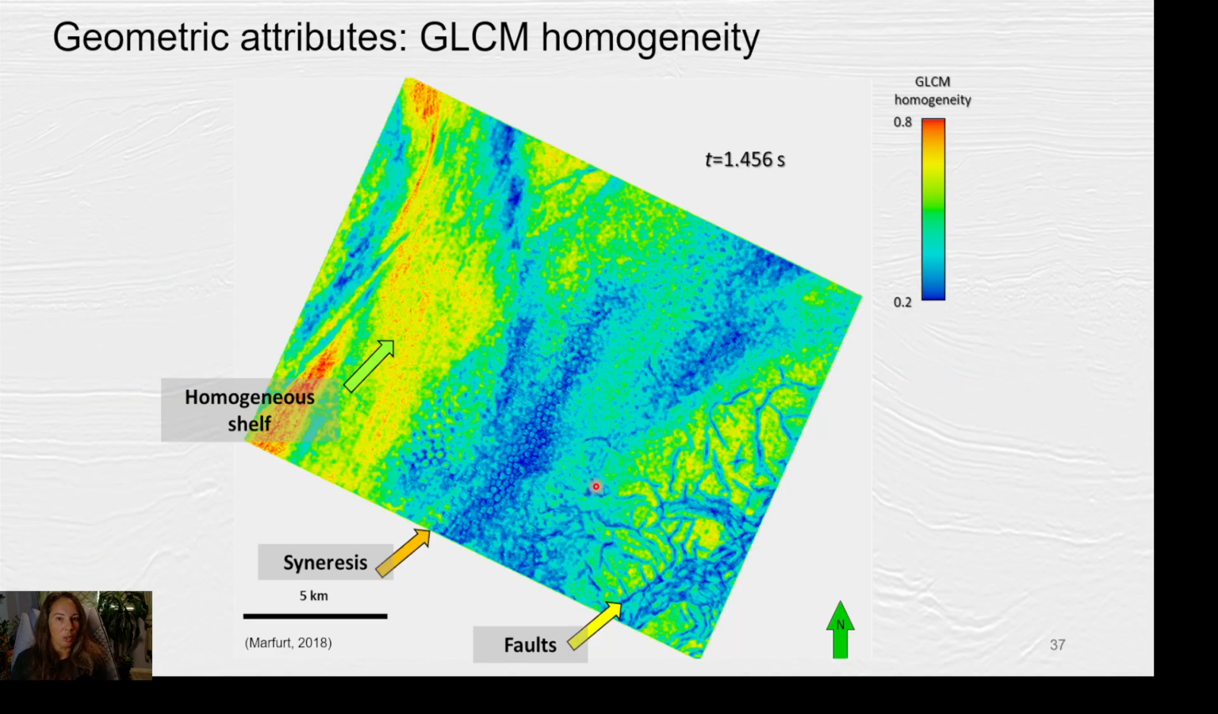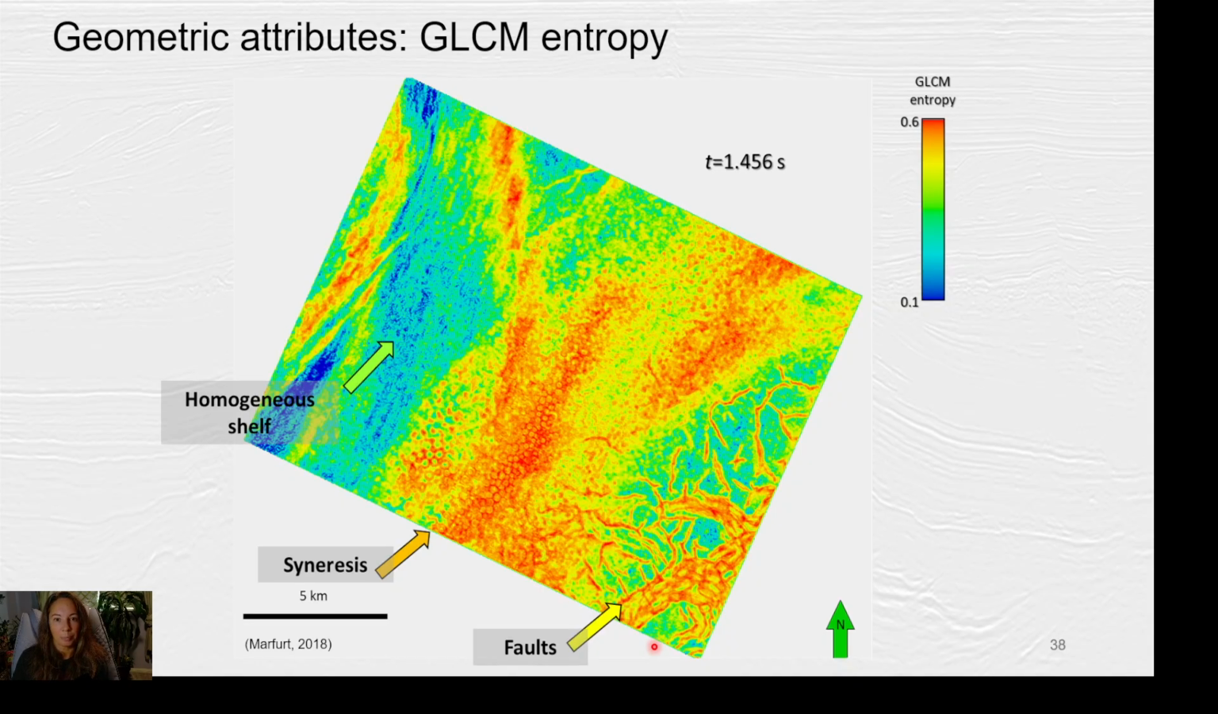And so just to show an example of what this looks like in seismic, here we've got our GLCM homogeneity. So again, same area before where we saw the synuresis for the shape index. You can see we've got a very homogeneous shelf on the left-hand side, and then we've got very low levels of homogeneity in those areas where we have some synuresis and faults that are being picked up.